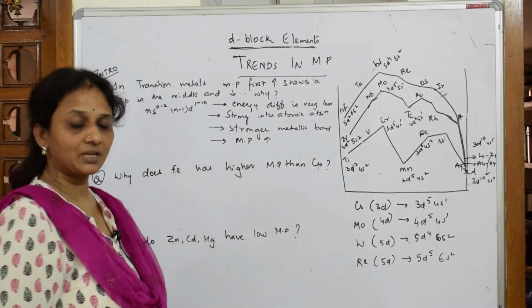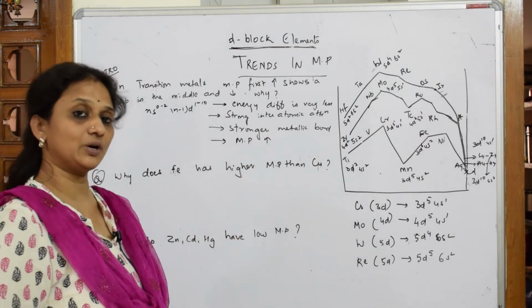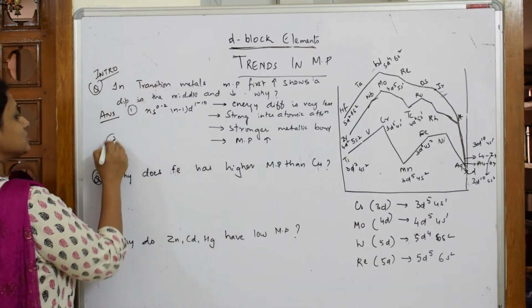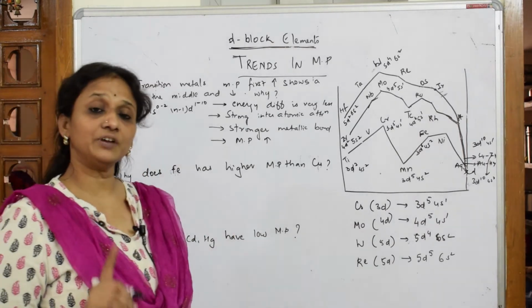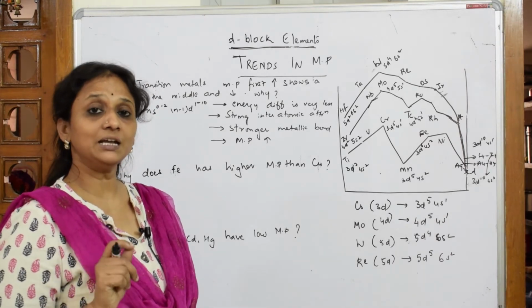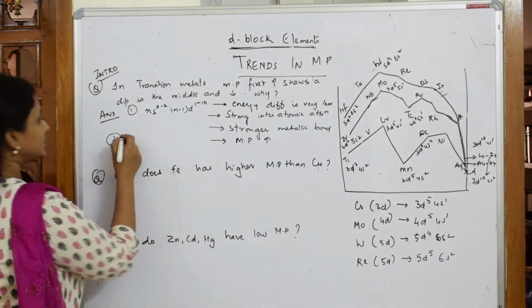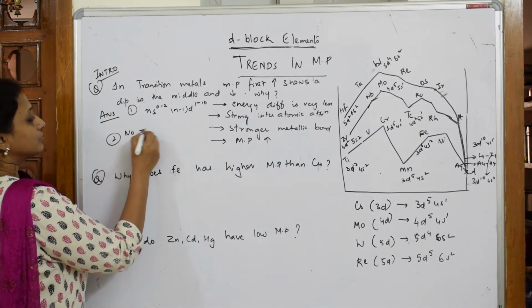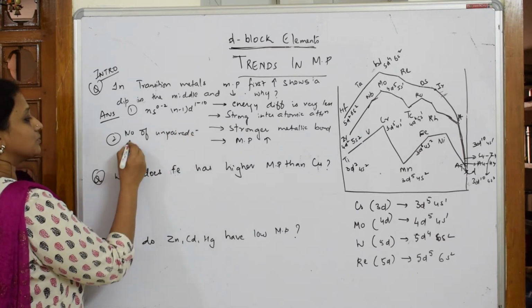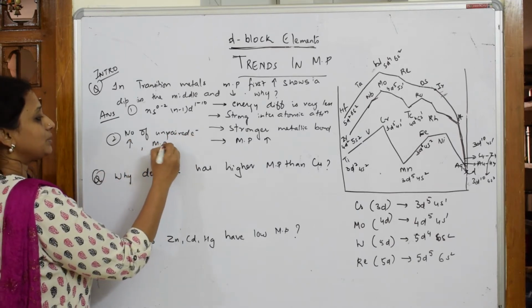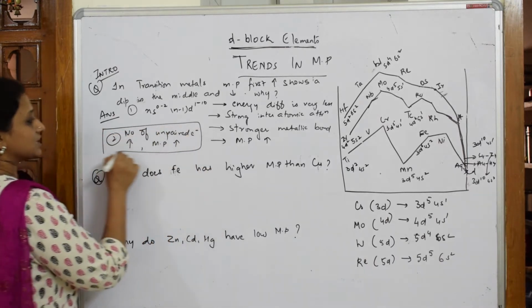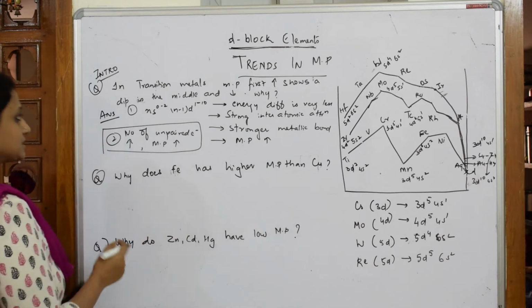This is the reason. Now the next important concept which you have to remember when you answer such questions. So this is one concept. The second concept would be: if the number of unpaired electrons is more, the melting point would be high. Remember this concept. What did I say? If the number of unpaired electrons is more, the melting point will be more. Let me give another statement.